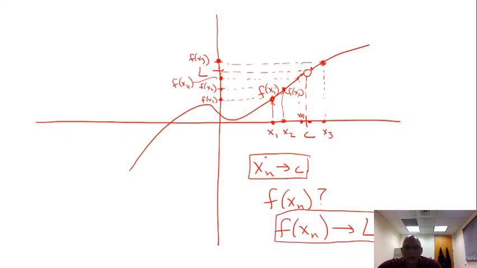I drew it for a particular sequence here, but if this is true for any sequence I write down, that if it converges to c then f of that sequence converges to L, then this is another way of checking that a limit exists. Of course, the negation of this is our condition for divergence, right? That's the last thing we talked about: if I can find, for example, two sequences both converging to c, but their y values converge to different numbers or don't converge at all, then that shows that the limit doesn't exist.